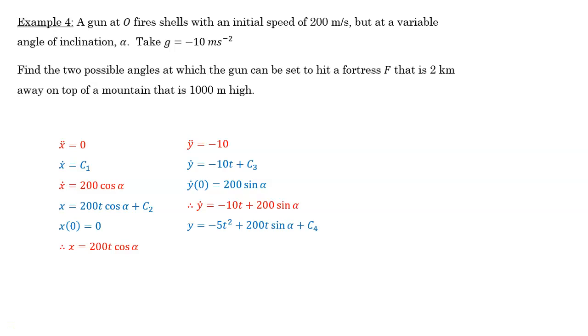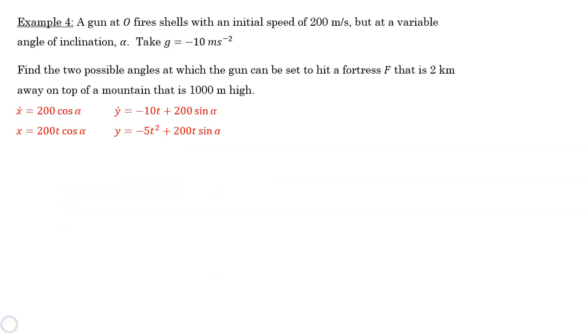Integrating that, I get y equals negative 5t squared plus 200t sine alpha plus another constant. And substituting t equals 0, y equals 0, because we're starting from the origin, we find that c4, that constant, is equal to 0. So my final equation of motion is y equals negative 5t squared plus 200t sine alpha. There are my 6 equations of motion.